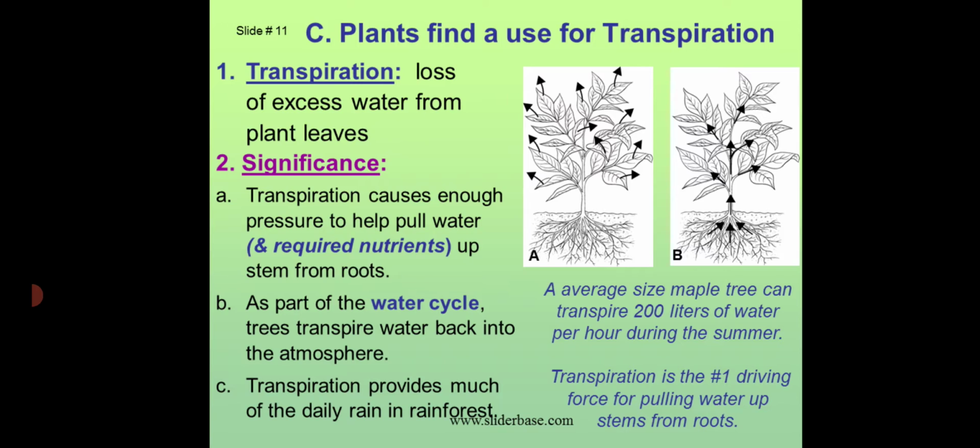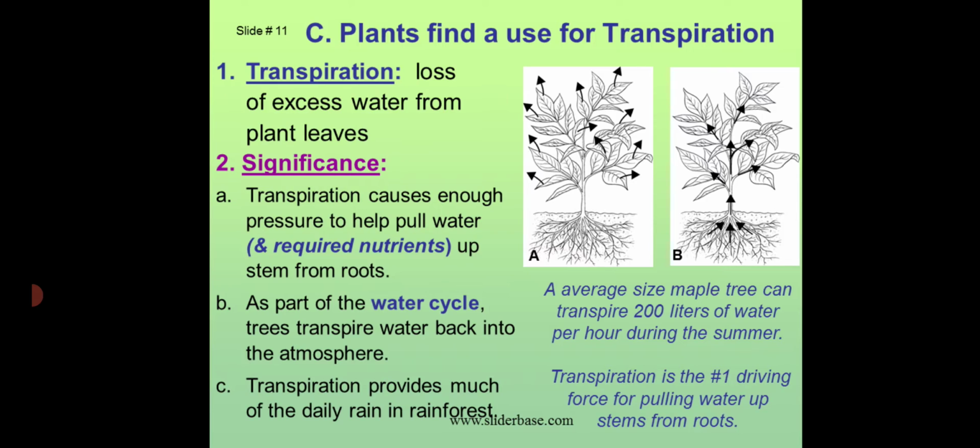As part of the water cycle, trees transpire water back into the atmosphere. The water they take through roots, some of the water will be given by leaves to the atmosphere. Transpiration provides much of the daily rain in rainforest. More water around a tree, more water will be taken by the air, water vapor will be more. Due to that, cloud formation will be more, and rain also will be more.